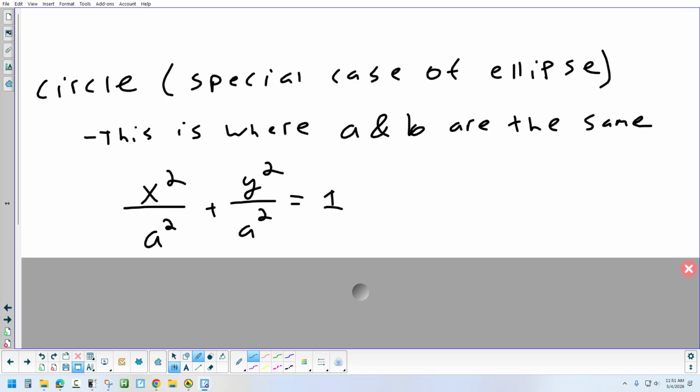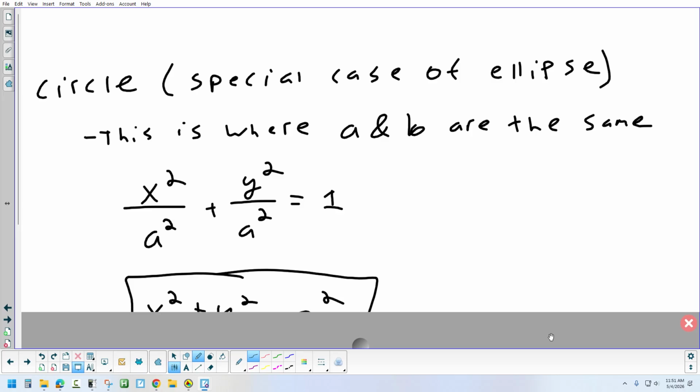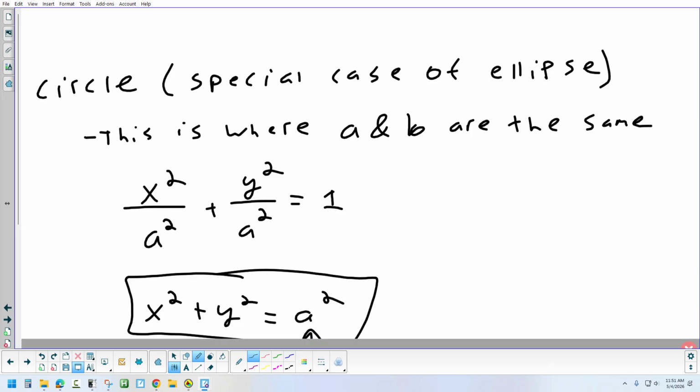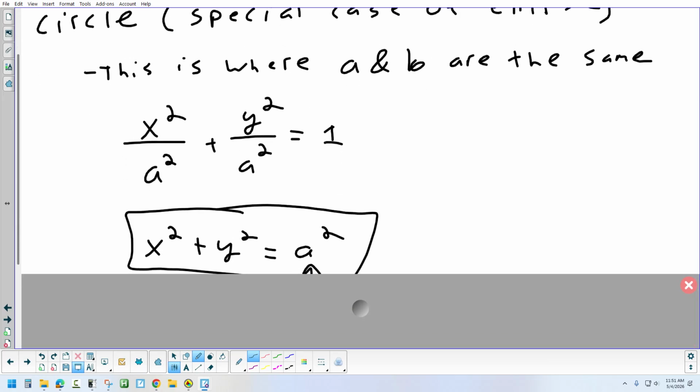So if they're the same, then we really don't need to use a different letter to describe each one of them. We can use the same letter twice. And a lot of times what they do with a circle is they don't leave it as a fraction anymore because you can easily move everything to one side. How could we get rid of our fractions here so we don't have denominators? Yep, multiply everything by a squared, and then you would have that. That is how they write the equation of a circle.